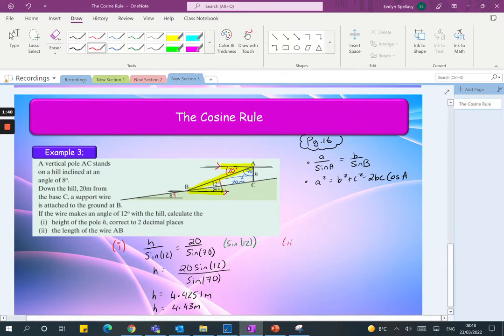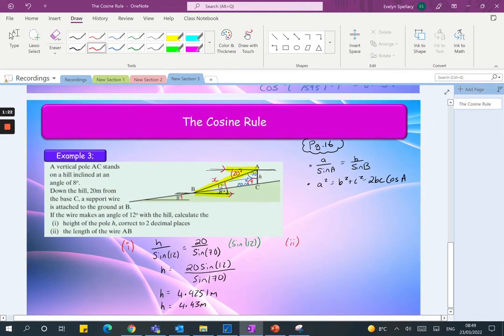So now looking at part 2, it asks me to find the length of the wire AB. So I'm looking for this side over here, which I'm going to call x. I can see that if this is 12 and this is 70, 70 plus 12 gives me 82. 180 minus 82 gives me 98. So I can see that this angle here is 98 degrees, which is opposite my side x.